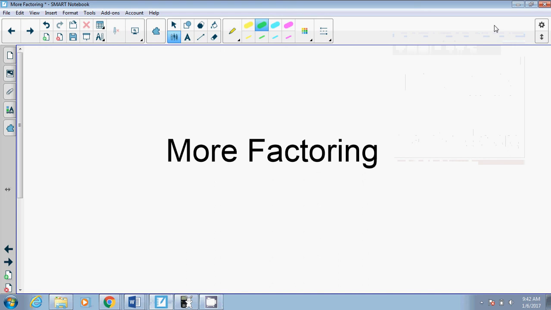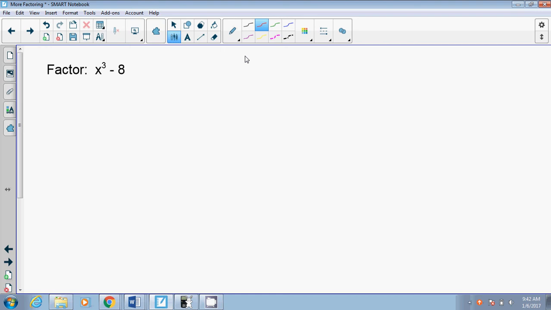So in this problem, I want to factor x cubed minus 8. First step, always look for a greatest common factor. Hopefully you realize there's not going to be any greatest common factor if there's an x in the first term and an x not in the second term. And the first number is 1 and the second number is 8. So there's no greatest common factor here. You can go through and do the prime factorization, but it's not going to get you anywhere.